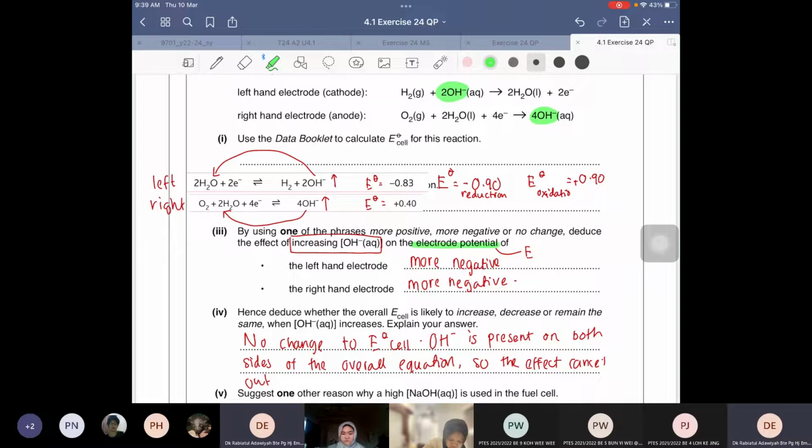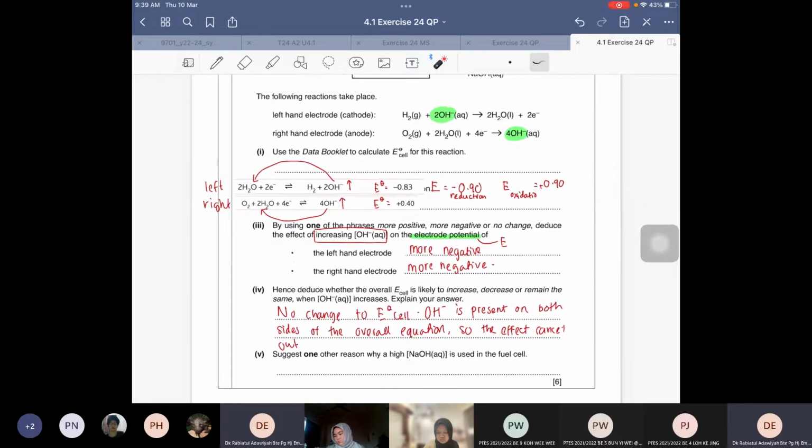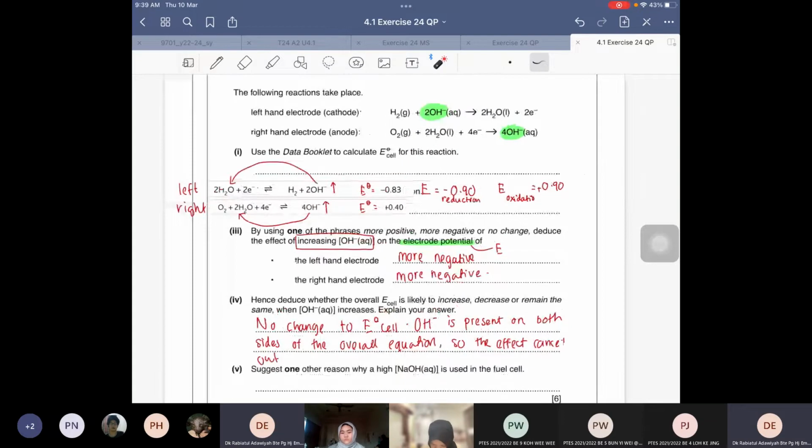Oh, sorry, this should not have the standard symbol. Okay, please remove the standard symbol because that is no longer in standard condition. Okay, I will leave this on for you to copy.